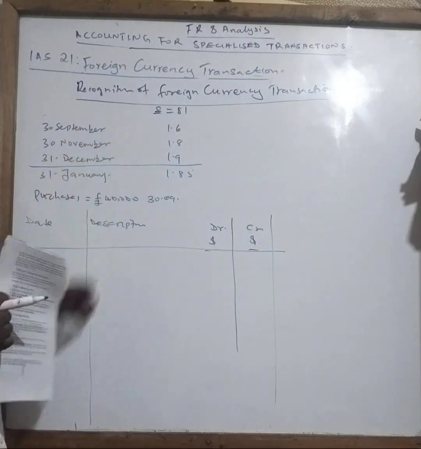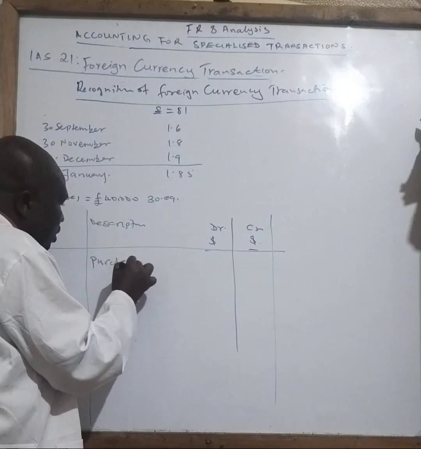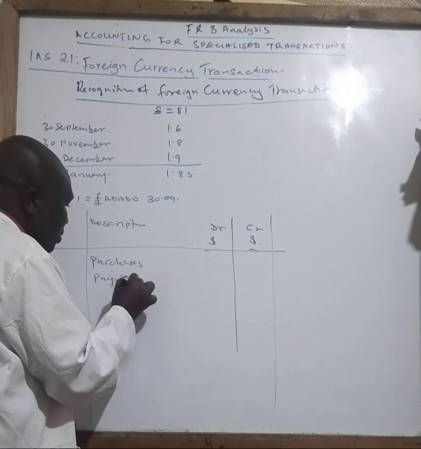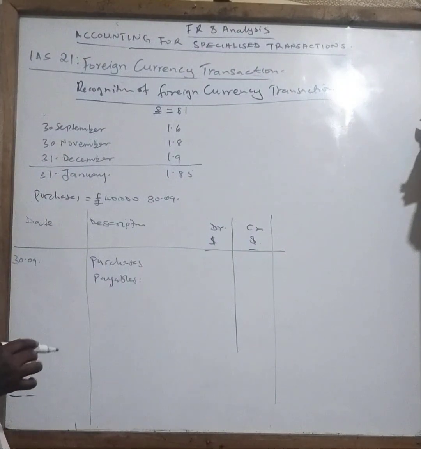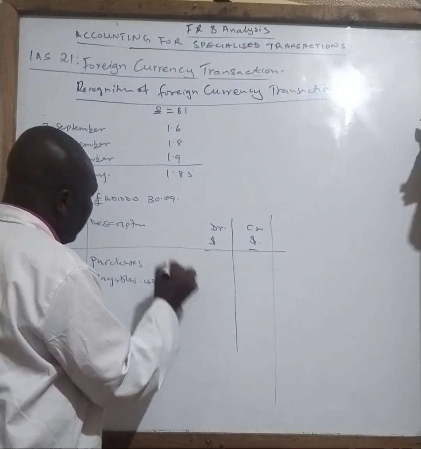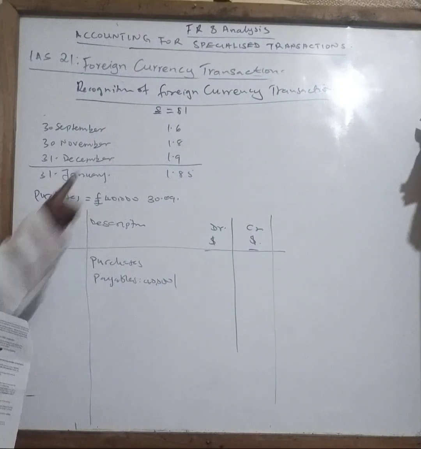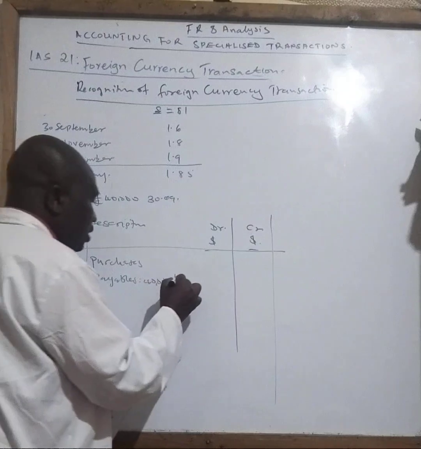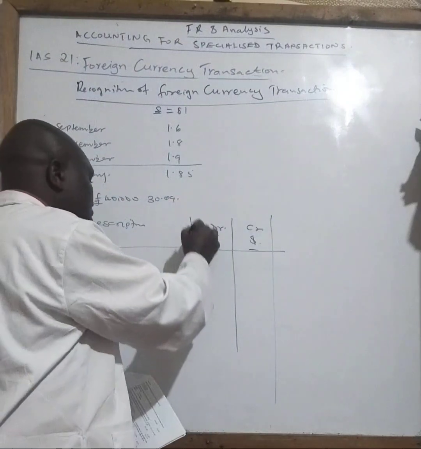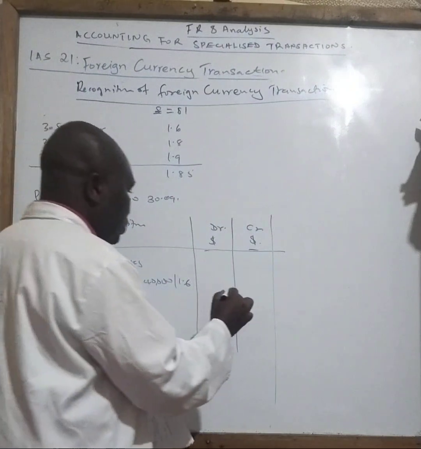We are buying goods. So therefore, it means we debit our purchases. Then we credit our payables. So payables, we are buying these goods on credit. So we are buying how much? 40,000. You divide by, what was the exchange rate at that particular time? 1.6. So you divide by 1.6. How much is that figure? It will be 25,000 here.